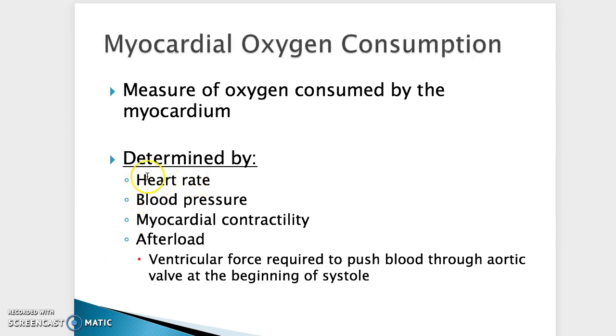So, for example, a younger person whose max heart rate is, let's say, 200 beats per minute, they're going to have a higher absolute value that they can achieve with their max myocardial oxygen consumption compared to someone who is older, who has a lower max heart rate. So that's one way heart rate can affect myocardial oxygen consumption.